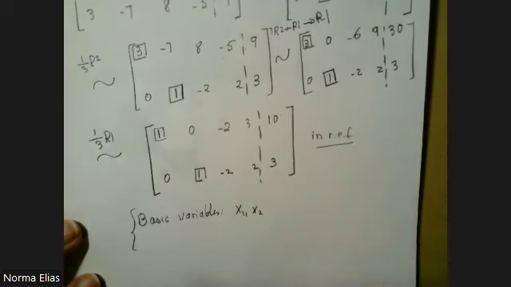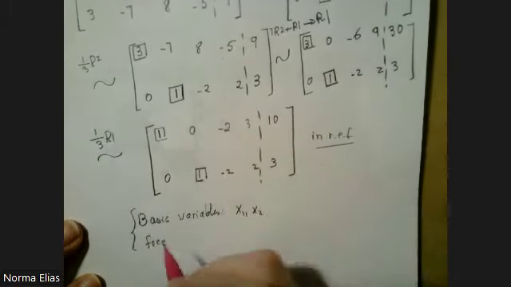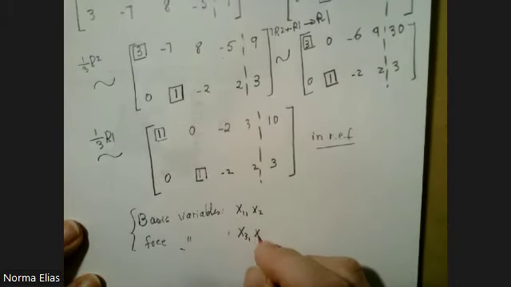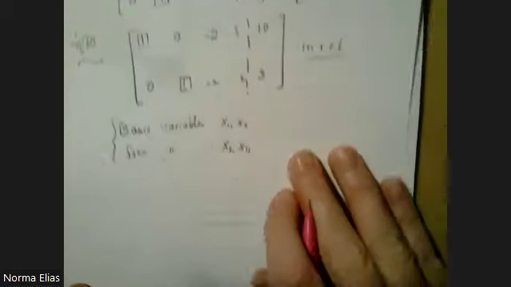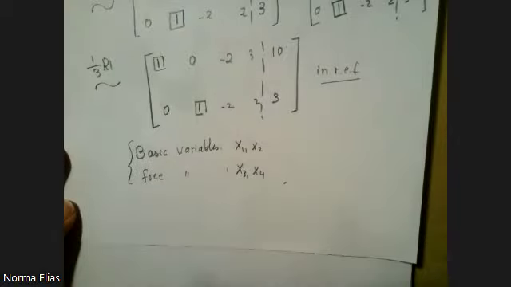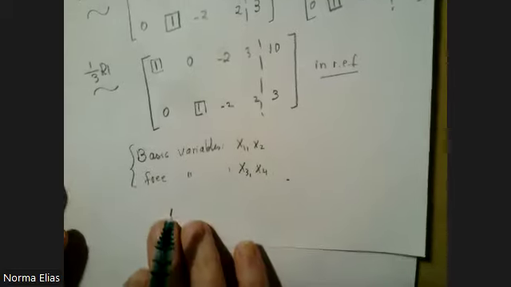Okay, now what are my free variables? So now we have 2 free variables. No leading entries, so the free variables are x3 and x4. Okay, now we choose them. Step number 2 is we have to express the basic in terms of the free. To be able to do that, we have to write the system that corresponds to this matrix. So let us write the system.